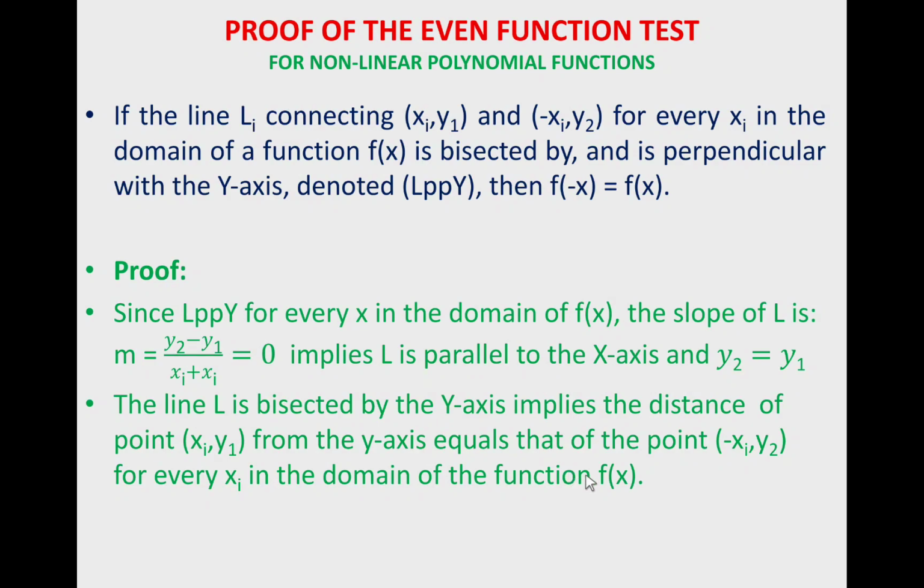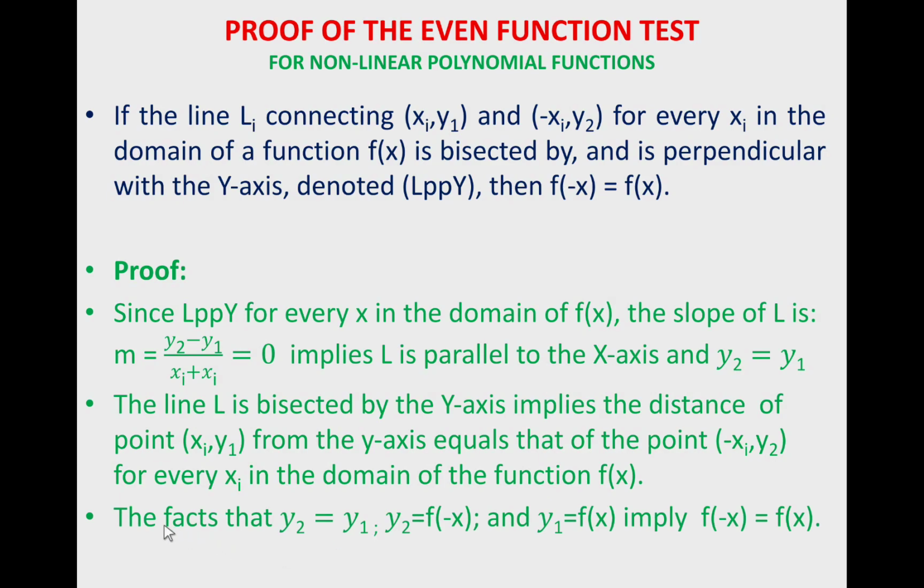What good will that do? Here is the conclusion. We concluded over here that y2 is equal to y1. But we know also y2 is equal to f of minus x. This is minus x, so this is f of minus x. So y2 is equal to f of minus x. And we know y1 is equal to f of x. Here is x sub i, and here is f of x sub i. So y1 is equal to f of x sub i. So if that is the case, we know that y1 is equal to y2.